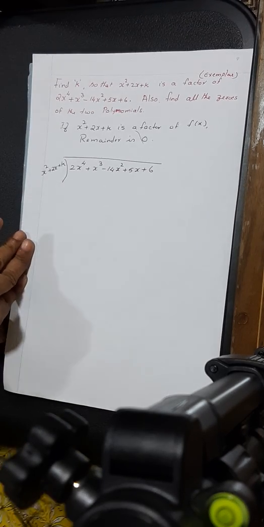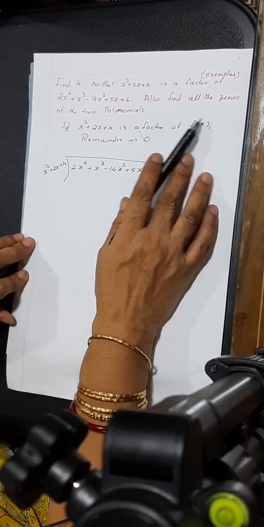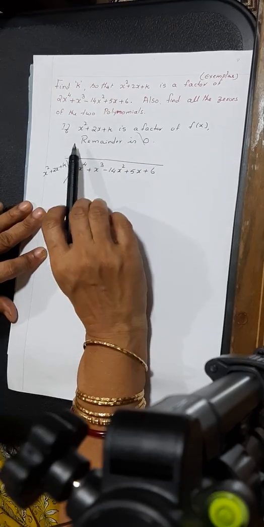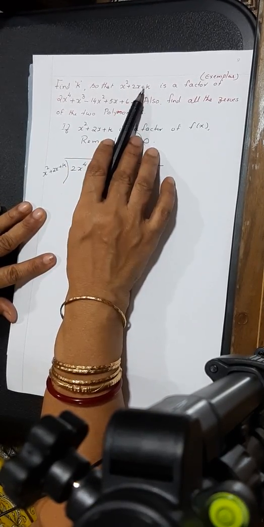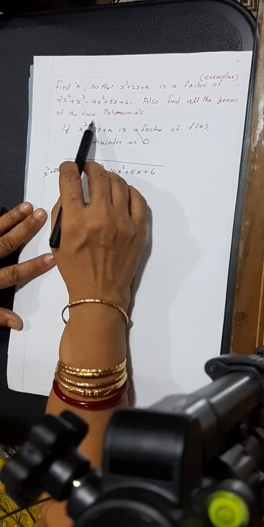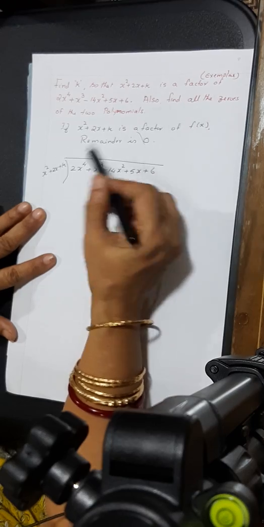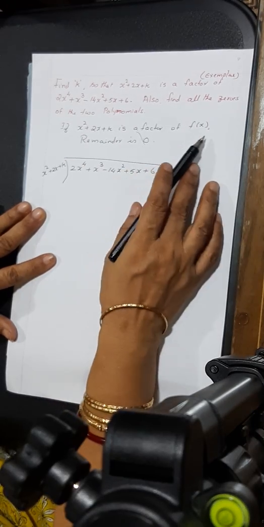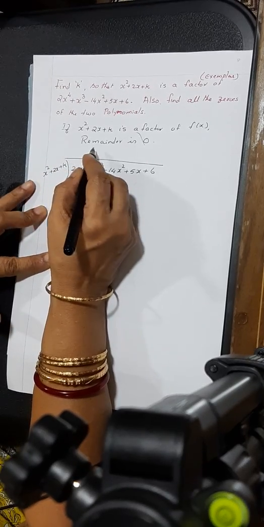Find k so that x squared plus 2x plus 4 is a factor of this. Also find all the zeros of the two polynomials. Now we have k here, so we have to find the value of k first and then find the remaining zeros. If this is a factor of f of x, then the remainder has to be 0. So, we will start with the long division.